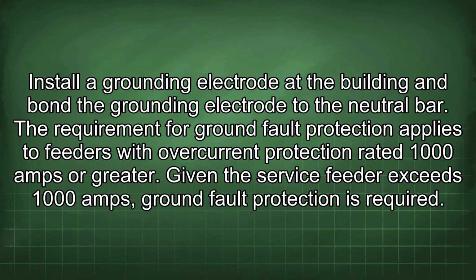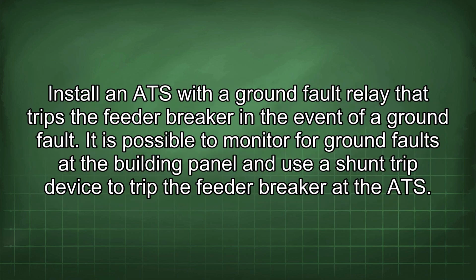The requirement for ground fault protection applies to feeders with overcurrent protection rated 1000 amps or greater. If the service feeder exceeds 1000 amps, ground fault protection is required. Install an ATS with a ground fault relay that trips the feeder breaker in the event of a ground fault. It is possible to monitor for ground faults at the building panel and use a shunt trip device to trip the feeder breaker at the ATS.